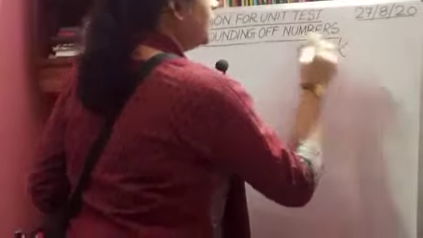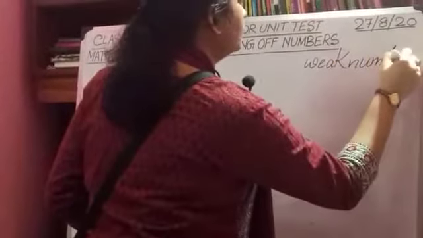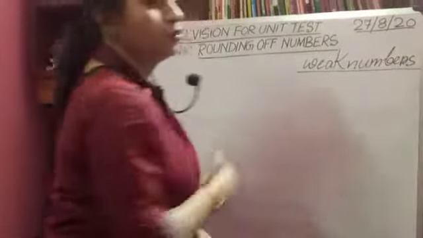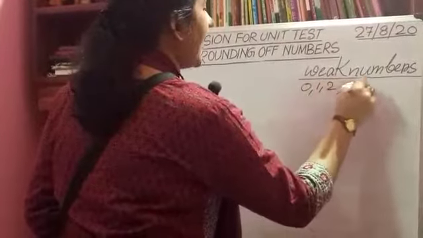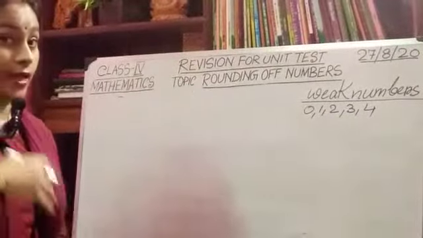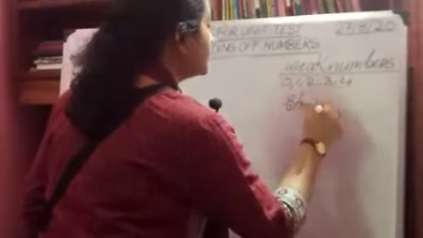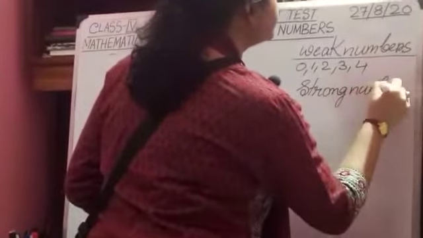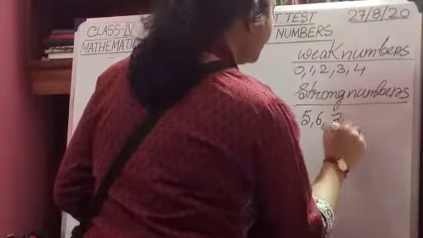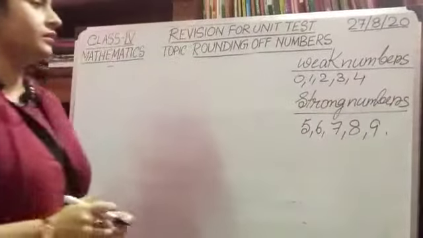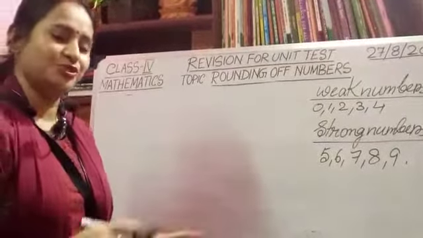One type of number, I am going to call them weak numbers. Right? These are the weak numbers. Who are they? They are 0, 1, 2, 3 and 4. Right? And who are the strong numbers, children? The strong numbers are 5, 6, 7, 8 and 9. Now, why am I talking about weak and strong numbers, children? I'll tell you. Just keep watching.